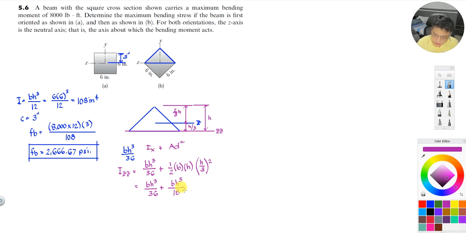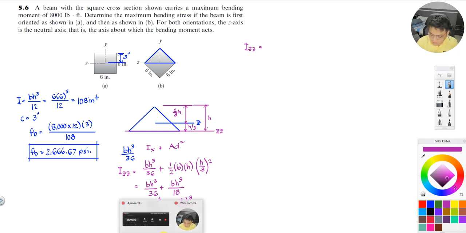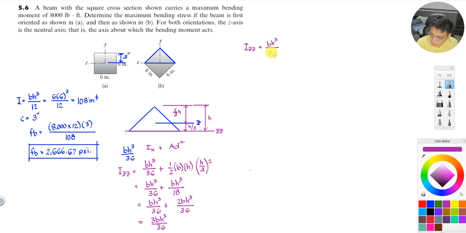So, para maging 36 siya, ang gagawin ko, so we can have it as BH cube all over 36. Ang gagawin ko, i-multiply ko ng 2, both numerator and denominator. So, I can now have 2 BH cube over 36. Pwede ko na silang ipag-add. They are now similar terms, no? So, 1 plus 2 equals to 3 BH cube all over 36. In short, in IZZ or sa bottom ng triangle, I can now have 36 divided by 3. So, that would become BH cube all over 12.